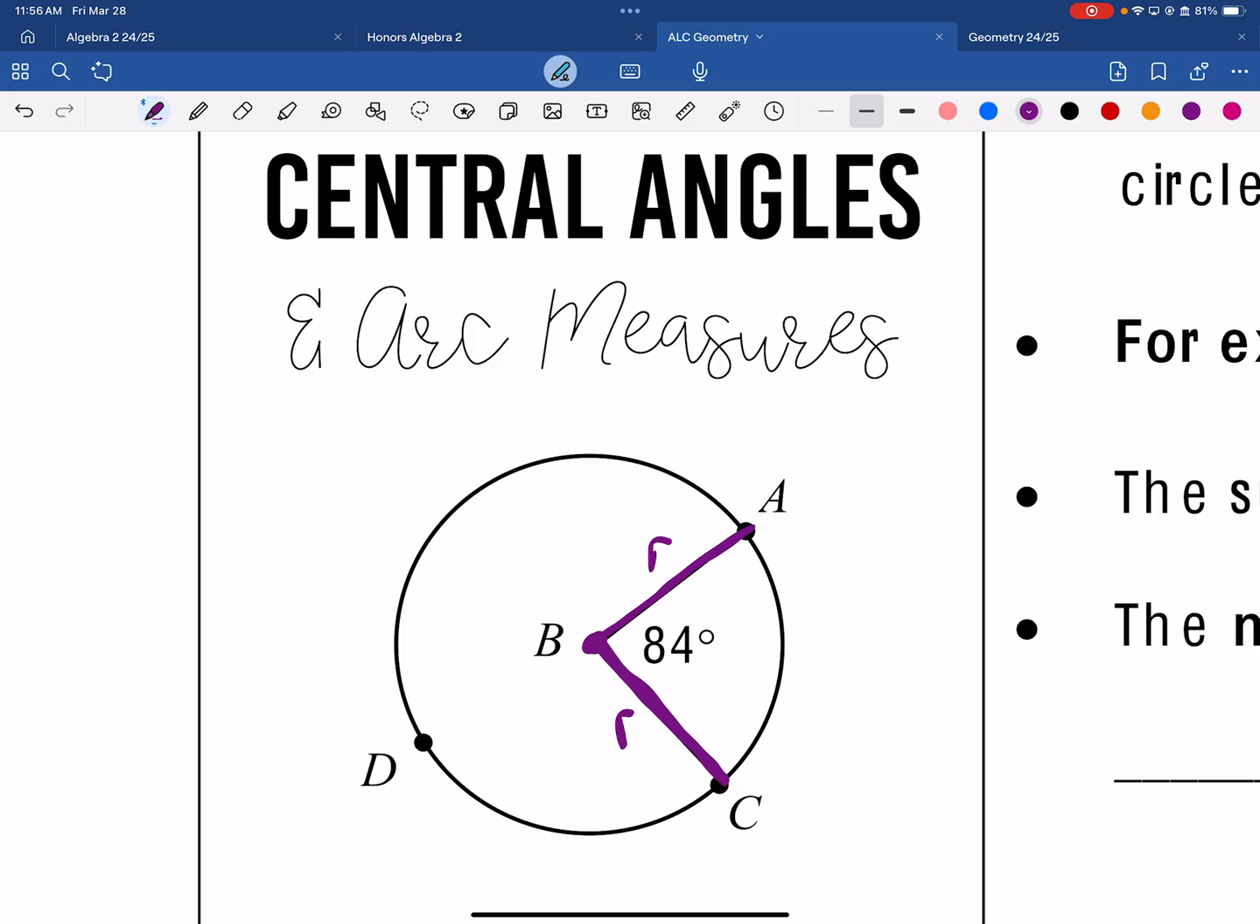That 84 degrees, because that angle happens in the center of the circle, remember that's called a central angle. So this is called the central angle.